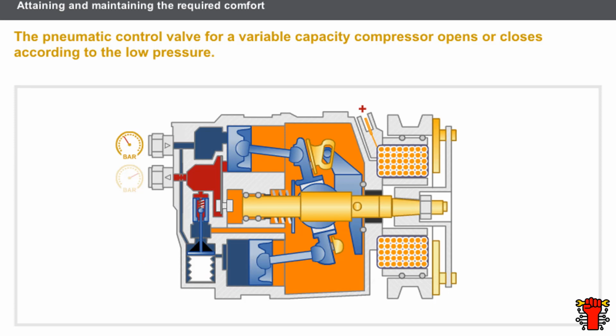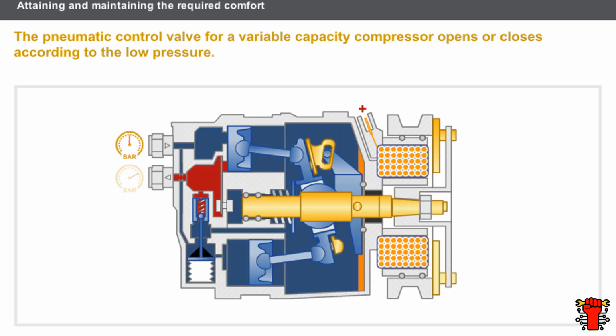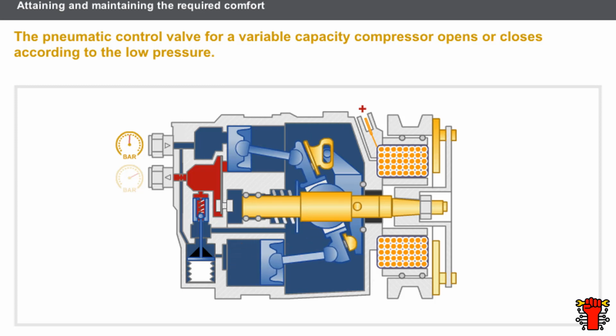When the low pressure rises, the control valve opens to balance the casing pressure with the low pressure. Under these conditions, the angle of the oscillating plate becomes greater, and the capacity increases. When the low pressure becomes lower than the casing pressure, the control valve closes. The capacity reduces even more.